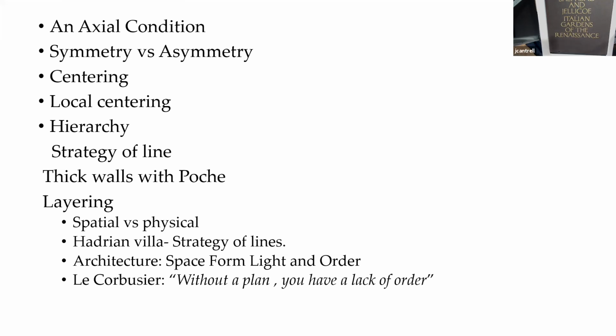And strategy of line. Before I continue, I do want to say that a lot of architects and philosophers consider architecture to be, if not the highest art form, then one built from space, form, light, and order. The modern architect Le Corbusier coined the idea that without a plan, you have a lack of order. We're going to be looking at a lot of floor plans as the generator of all things. At the end of the lecture, we can pause this and you can write this in your notebook. Hopefully, you are taking notes and sketches while I'm lecturing as well.